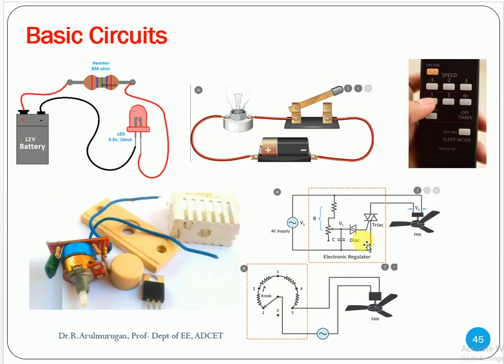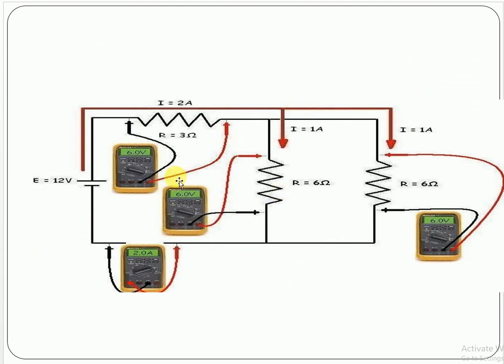This is about the fan regulator. What is there inside the fan regulator? Variable resistance. And what about this one? Voltmeter. The voltmeter is connected across the load. The ammeter is connected in series in the circuit.